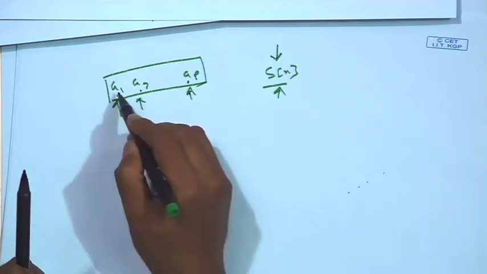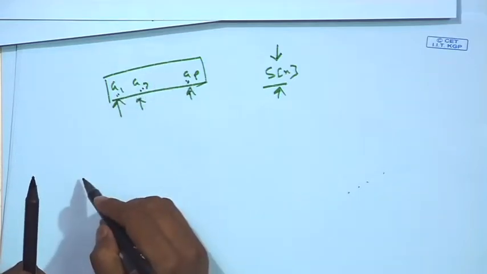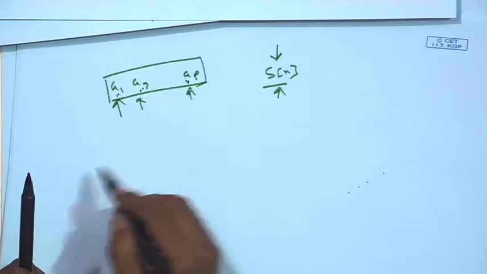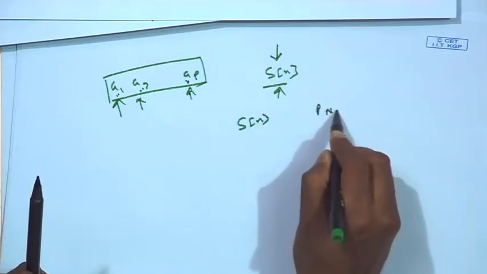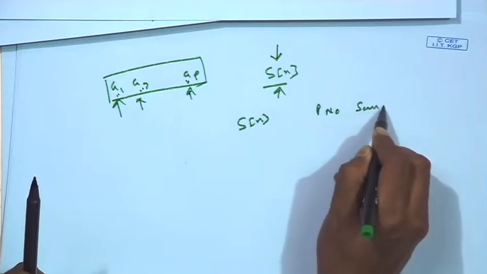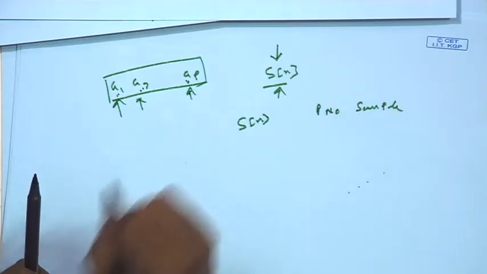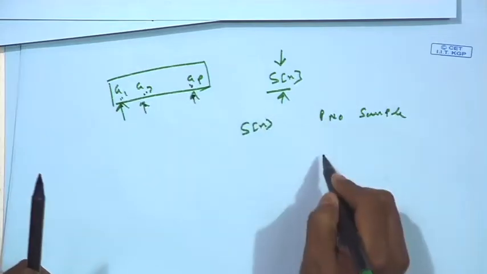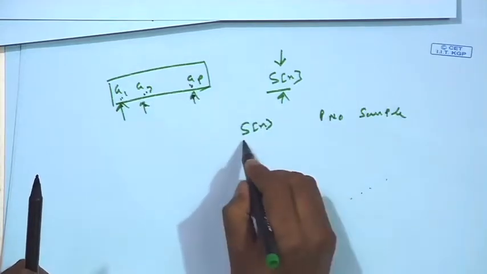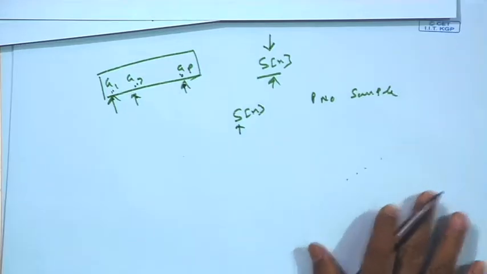So, there are two problems. One is that I can generate S n if I know a 1, a 2, a p. Suppose I do not know a 1, a 2, a p, then if I know the current sample and the previous p number of samples, I am able to predict the values of a 1, a 2, a p for which my prediction is 100% correct.